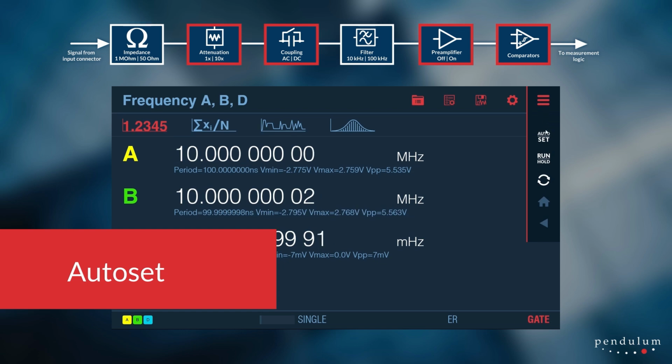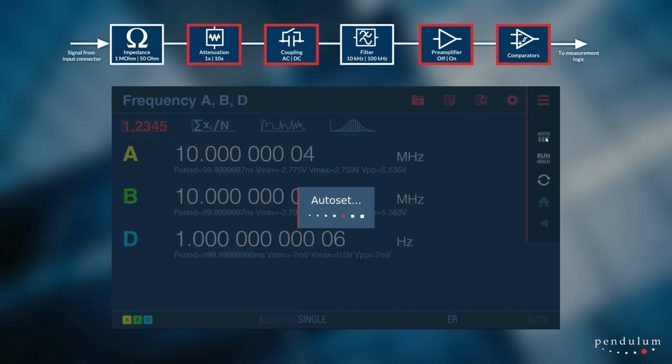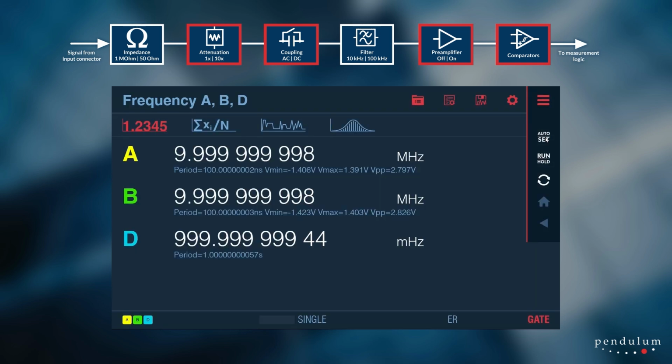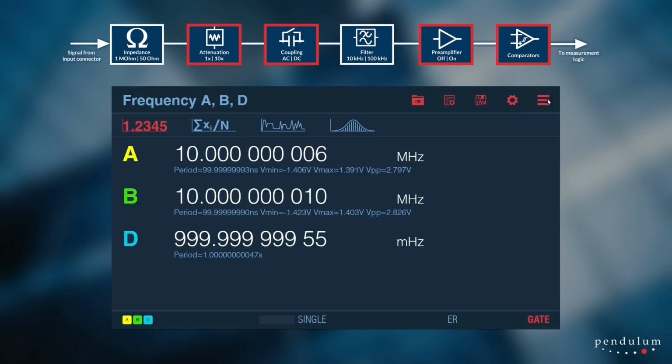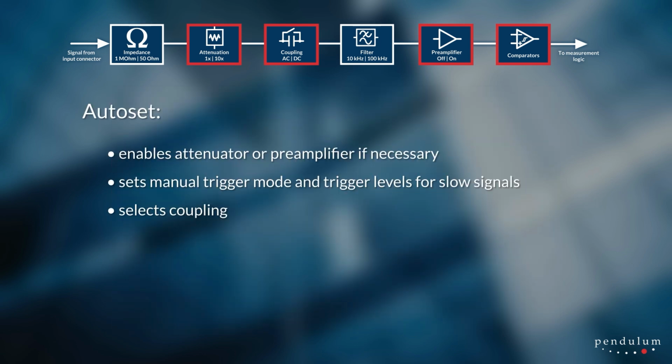CNT-100 series analyzers also have a feature called Auto Set. It tries to detect characteristics of the measurement signal and can automatically enable the attenuator or preamplifier, set manual trigger mode and trigger levels for slow signals, and select coupling. It is especially useful for slow signals like 1 PPS. The signal must be continuously present on the input when Auto Set is initiated.